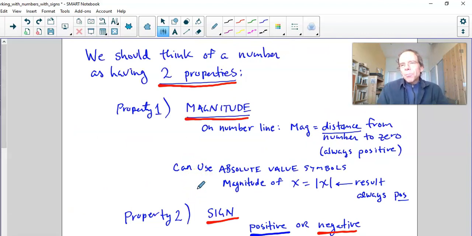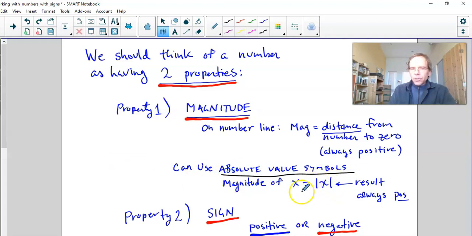You should think of a number as having two properties. One is the magnitude. And on a number line, we think of the magnitude as being the distance from the number on the number line to the 0 on the number line, where distance is always positive. So the magnitude is the distance from a point on a number line to 0. We sometimes use absolute value symbols. You might remember those as those straight bars. I'll have an example in a second of this.